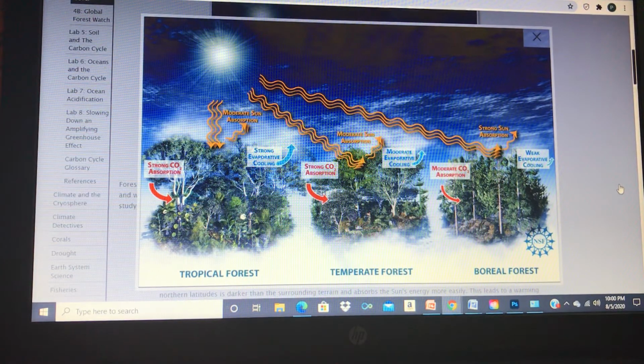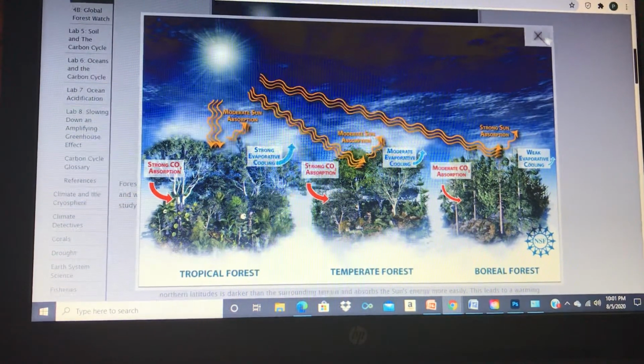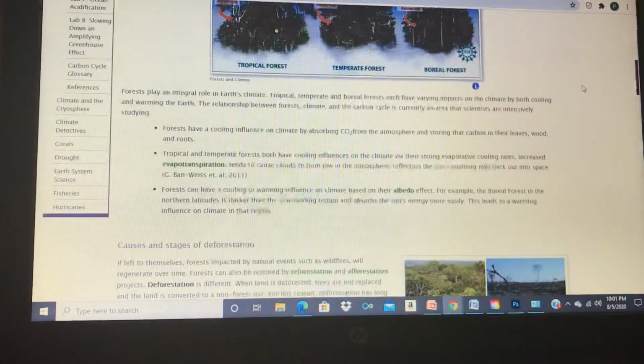And how do they cool? Does anybody know that? How does the forest help cool the atmosphere? Nobody? Okay. A forest has a cooling influence on the climate by absorbing the CO2 from the atmosphere, and it stores that carbon in its leaves, wood, and roots. And then when it evaporates, it cools it off. So it has a strong evaporative cooling system. All right, so let's click out of this image and we'll come down here.